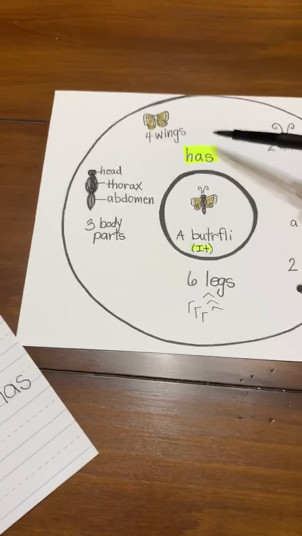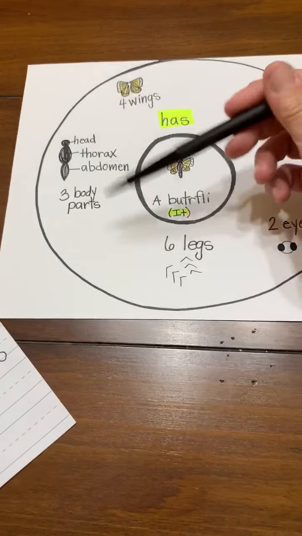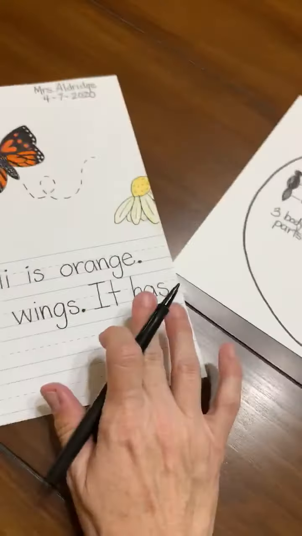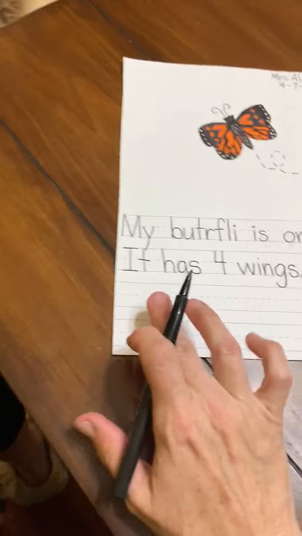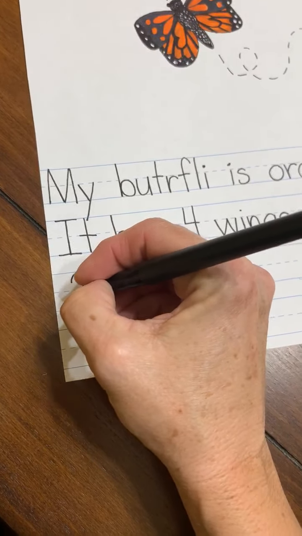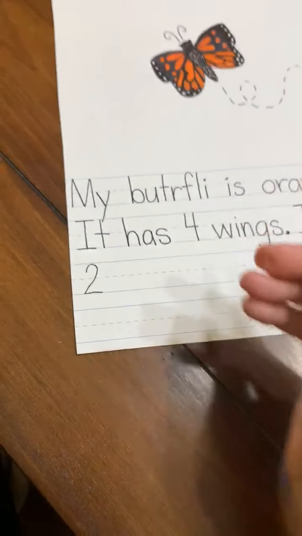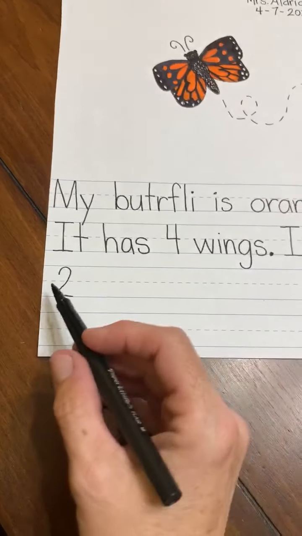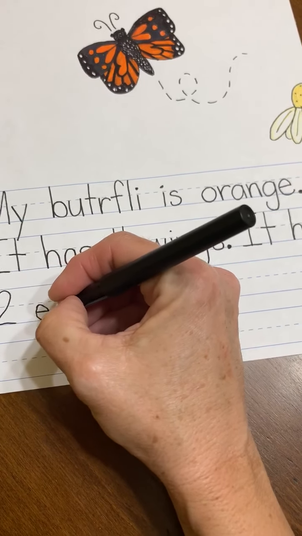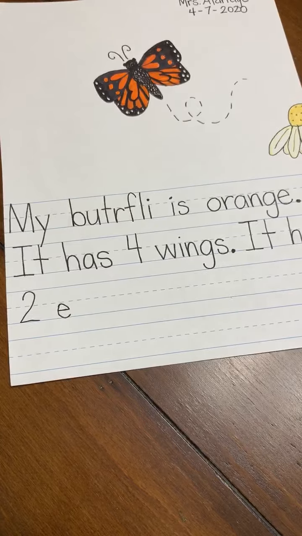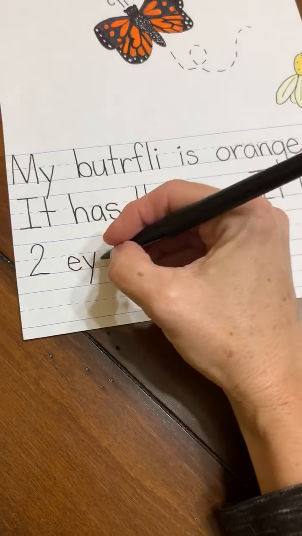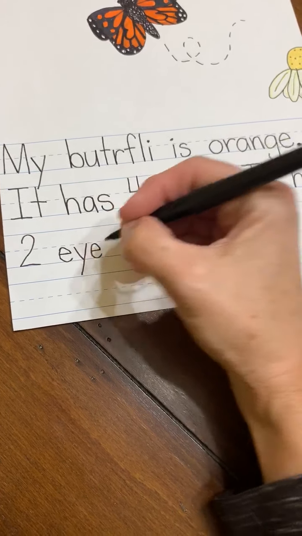Now they get to pick another one. So it has, let's do 2 eyes. That's pretty easy. So it has, and then we're going to come all the way down to the next one, write the number 2. Don't have to be the word. If they want to write the word, that's fine. Just don't spell it for them. 2, and then eyes. If I wrote it in the circle map, that's fine. But if not, they can sound it out. For today, we're just going to write whatever I have down.